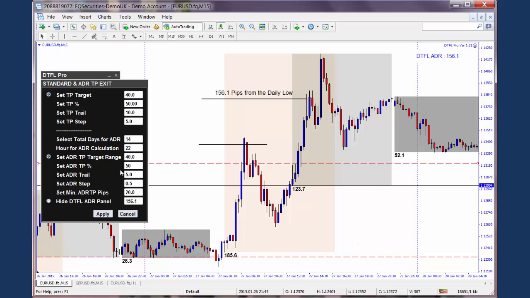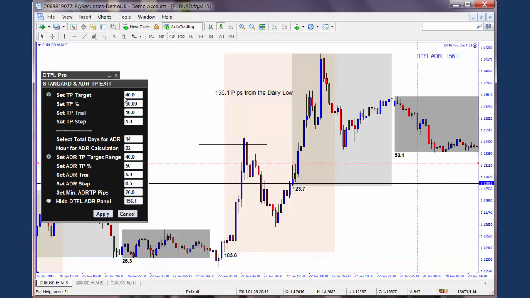Quite complicated, that. I'm just going to summarize it as quickly as I can. You can use either or: the standard take profit on its own, or you can use it in combination with the ADR take profit. You always need to put in a standard take profit, even if you're not intending to use it, because it may be used by the ADR take profit in certain circumstances. So it's very important to fill something in there.